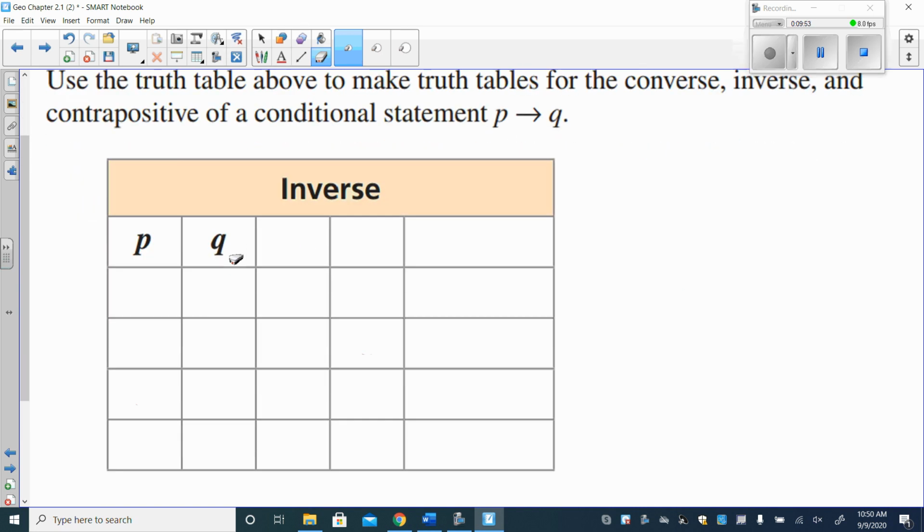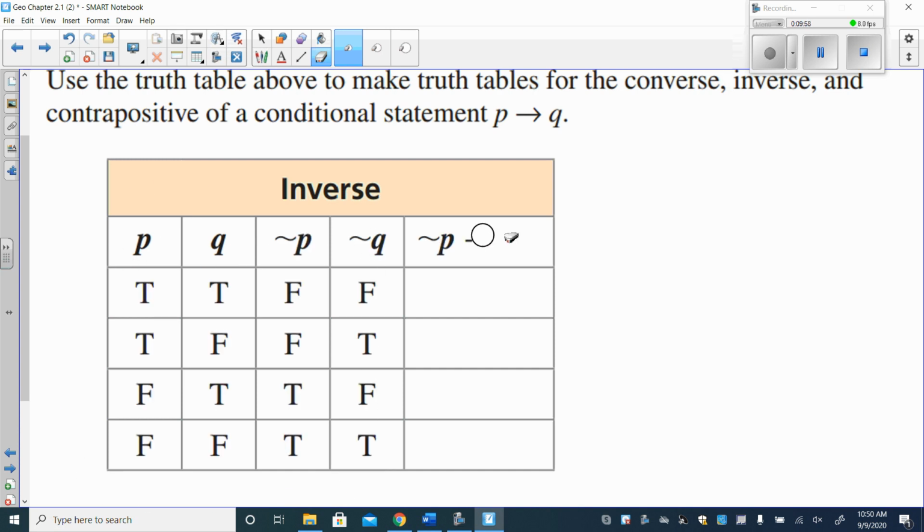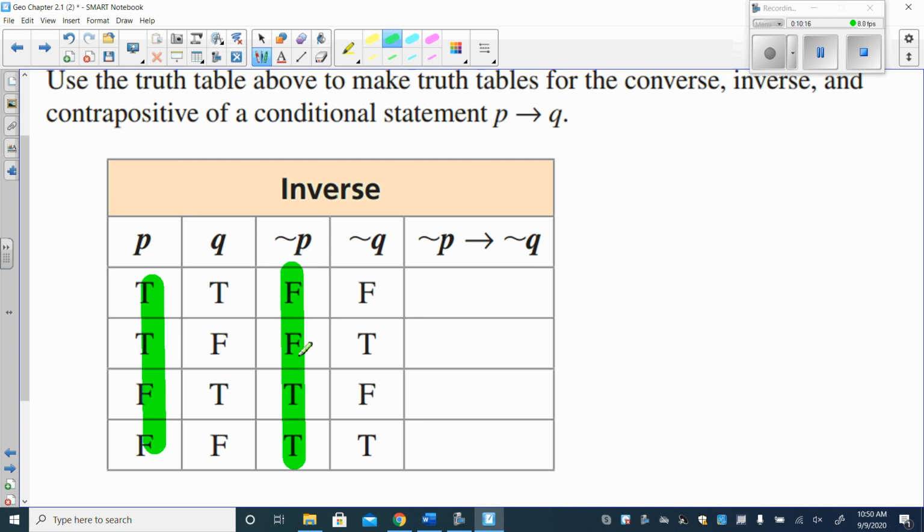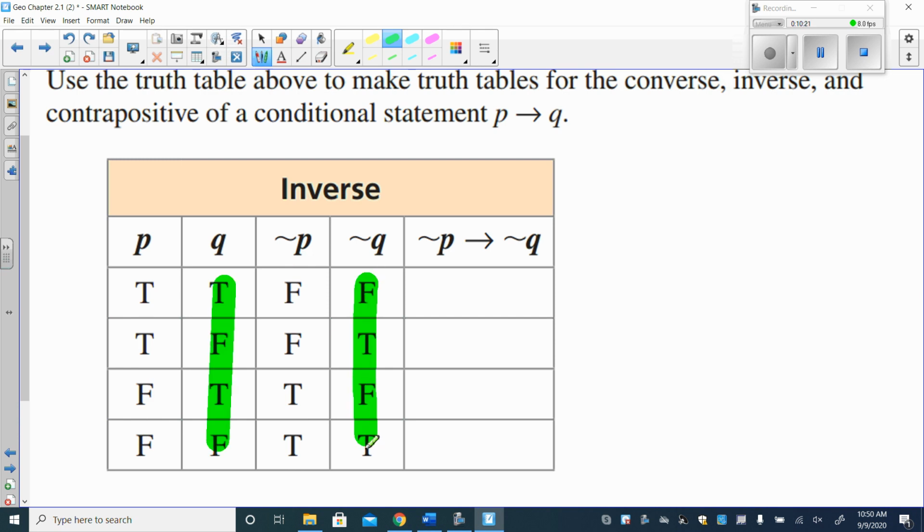Now our inverse. Inverse is not P implies not Q. So what I did is we set up P, we set up Q. So P, not P. The opposite of true is false. The opposite of false is true, so we have those there. So these line up with the nots. Now the other ones are going to be the opposite. So true, not true is false. False, the opposite is true. The opposite of true is false. The opposite of false is true. So we get these here.